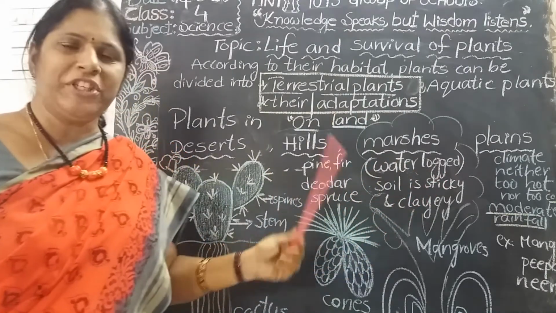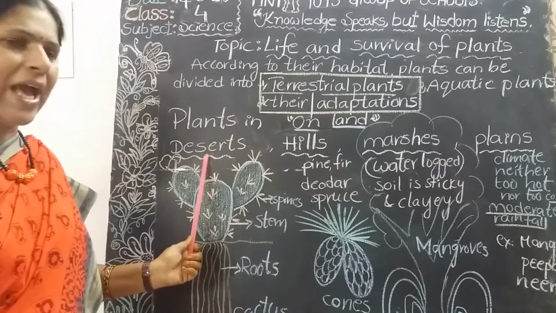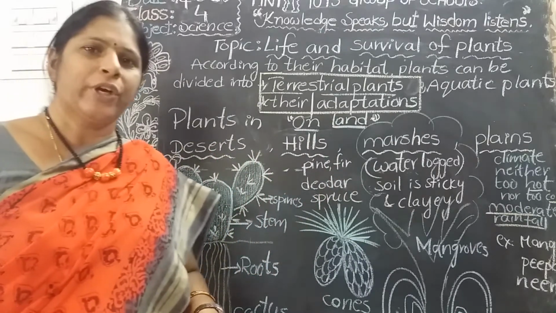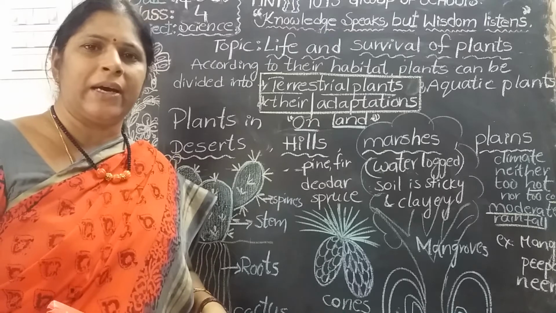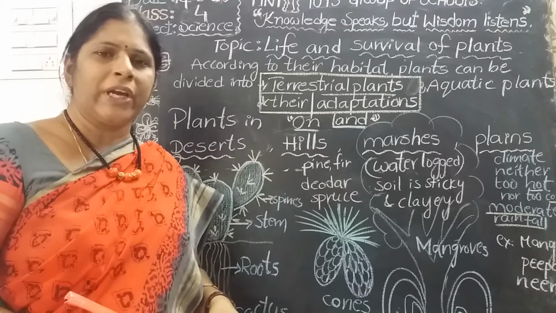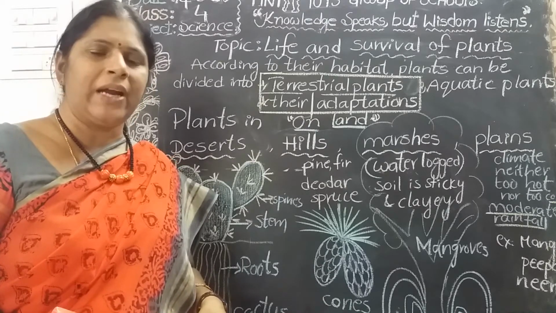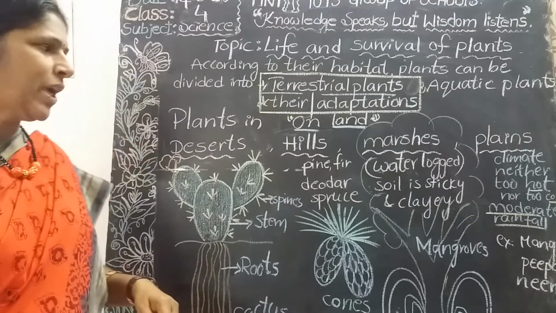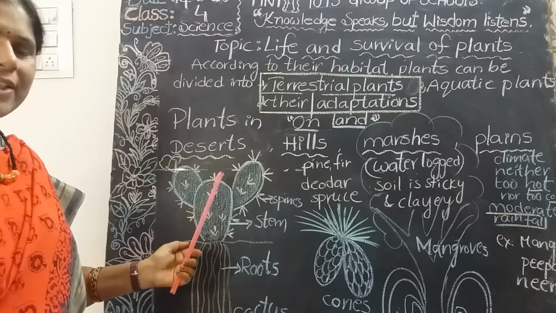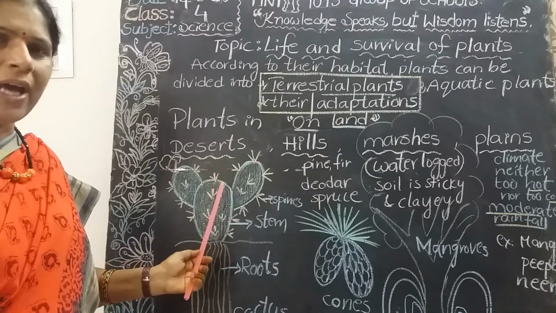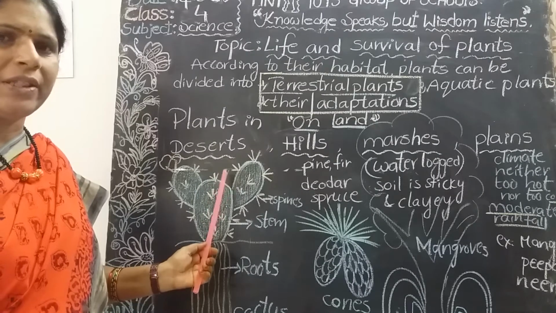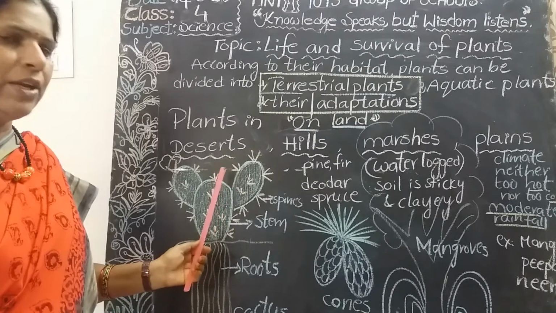So which plants grow in the desert? Cactus, prickly pear, date palm, kikar and babul are some of the plants living in the desert areas. Let us discuss the desert plants. What are the adaptations we find in the desert plants? Look at the board.